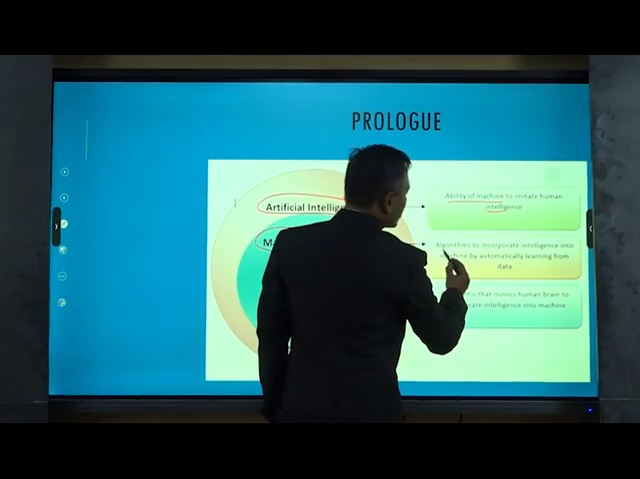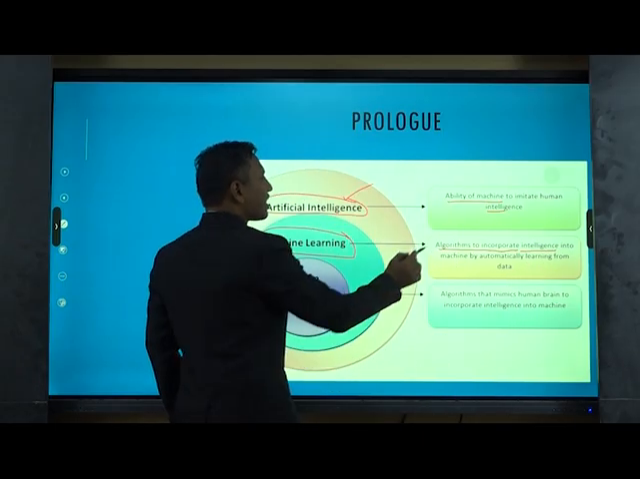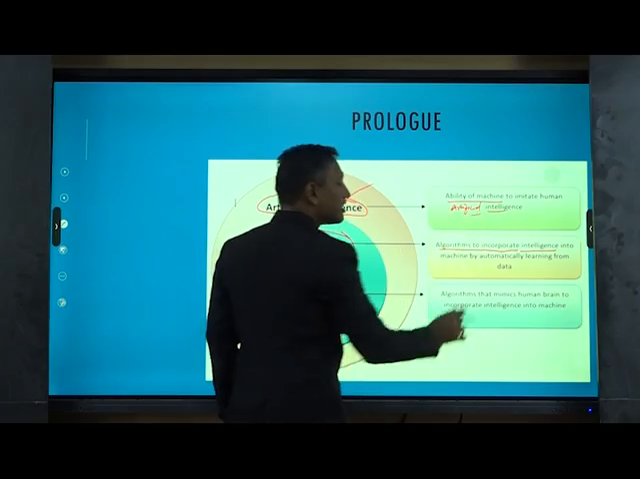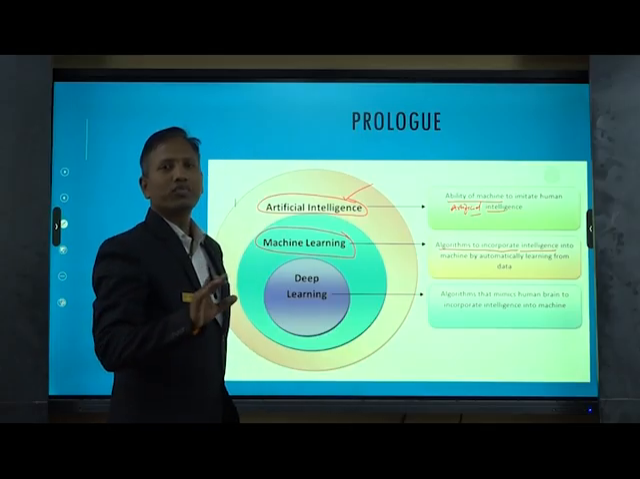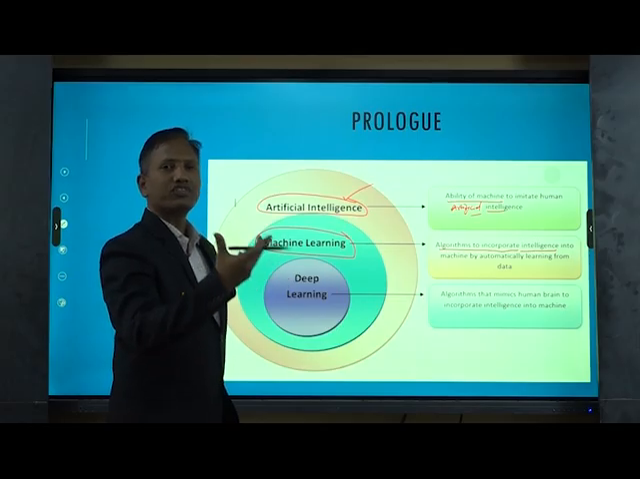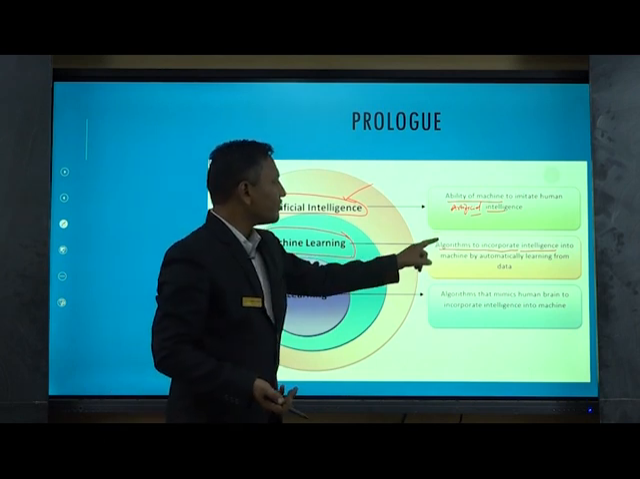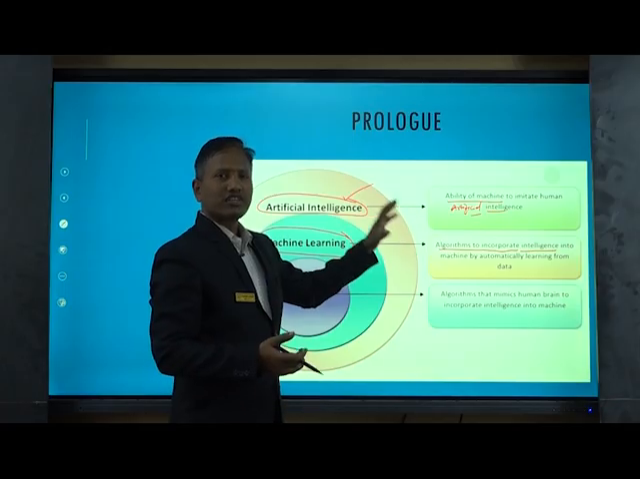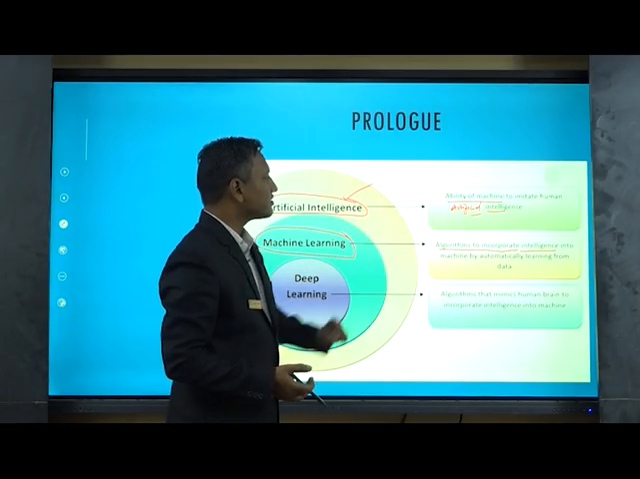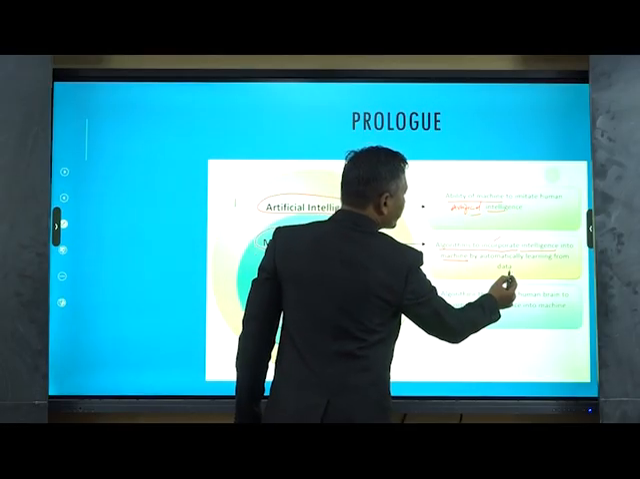So, algorithms to incorporate intelligence. In order to provide this artificial intelligence, because natural intelligence is there with human beings only, how to provide this to the machines is the concept here. So, in machine learning, various algorithms and mathematical concepts have been used to develop this intelligence, to incorporate the intelligence into machines by automatically learning from the data.